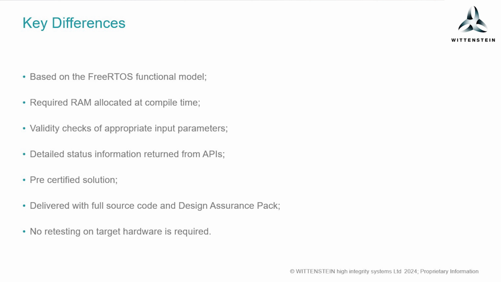SAFERTOS generally does more validity checks of the input parameters, and also the return values for most of the API functions are generally more detailed than those from FreeRTOS. So in FreeRTOS you may return a pass or a fail, whereas in SAFERTOS you are going to get a pass or some kind of specific error code that can give you some kind of detail as to what went wrong.